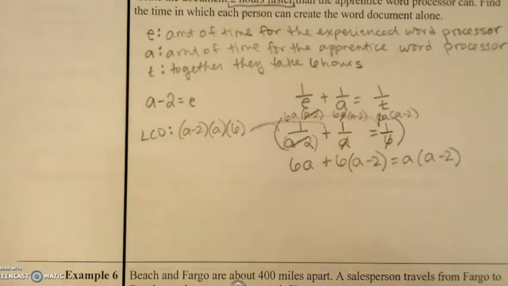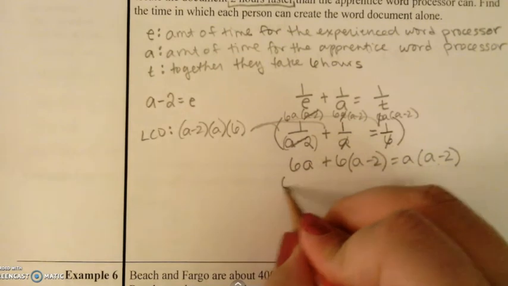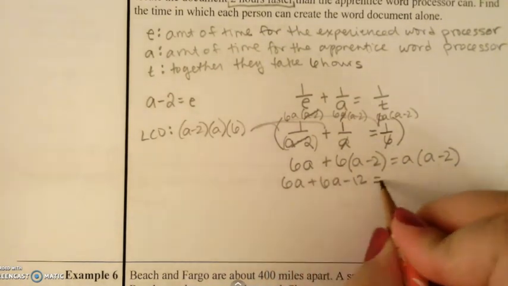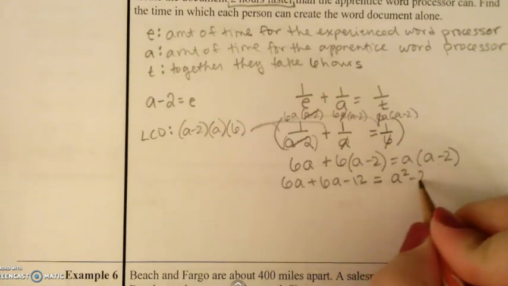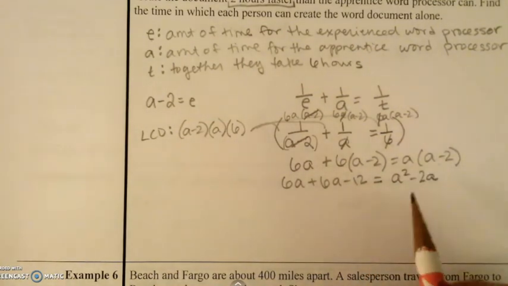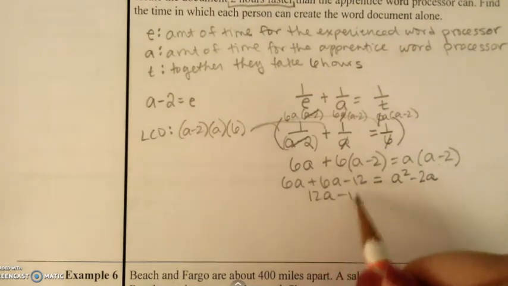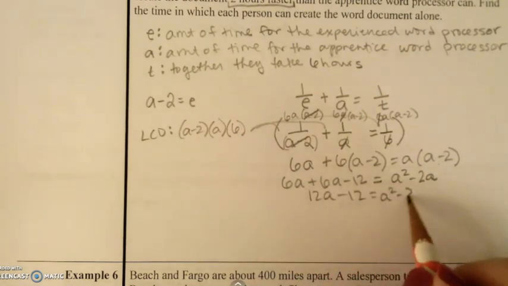So at this point we have our equation, we need to solve it. Let's start by distributing. 6a plus 6a minus 12 equals a squared minus 2a. Let's collect our like terms. So 12a minus 12 equals a squared minus 2a.